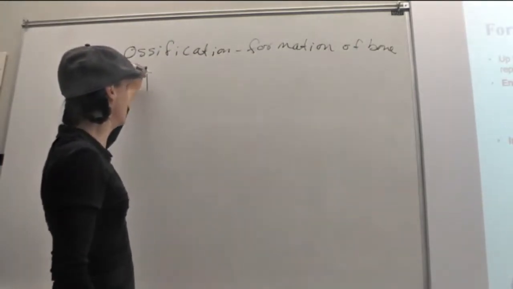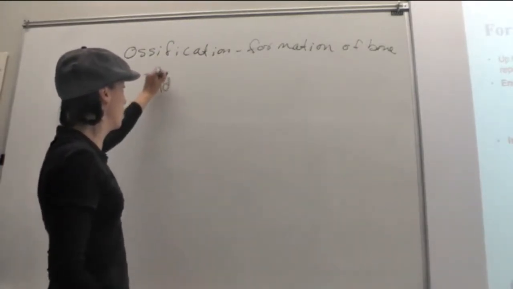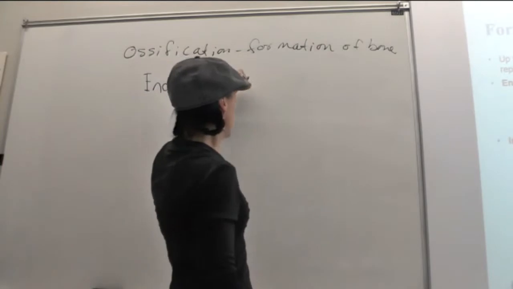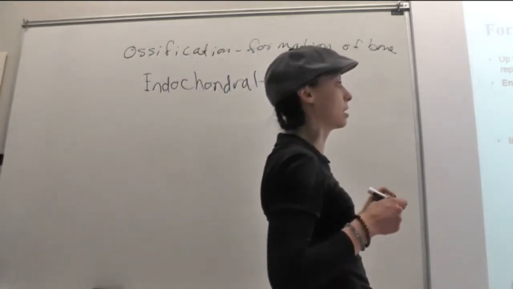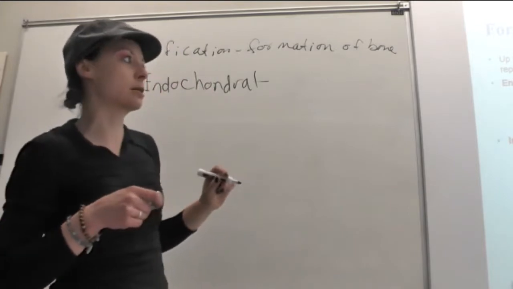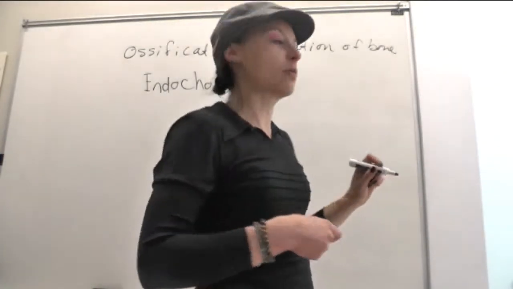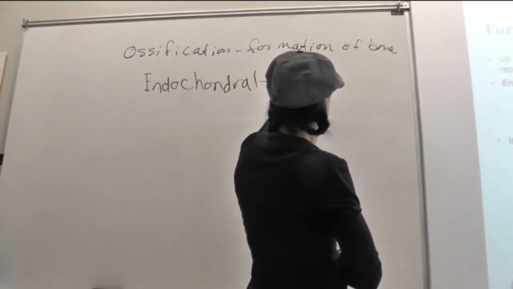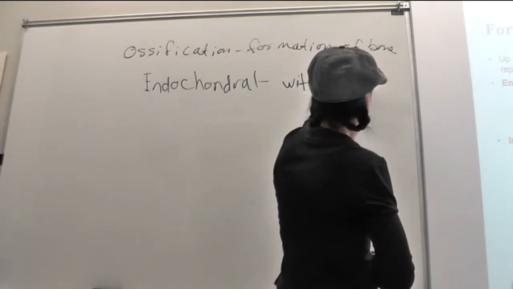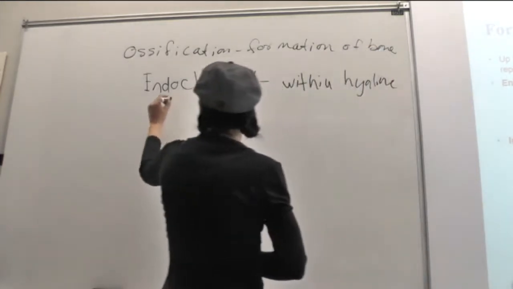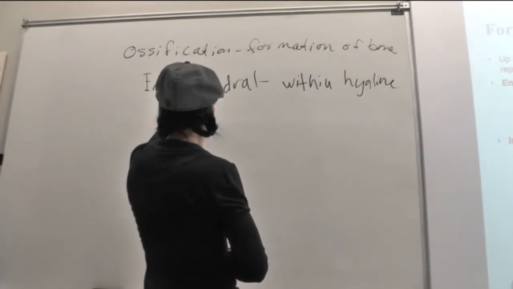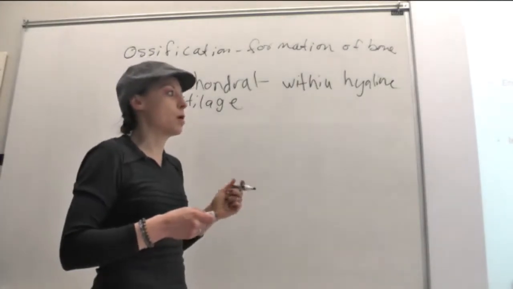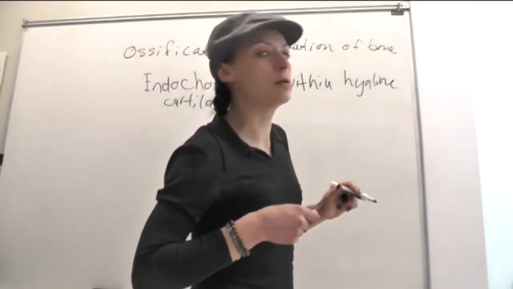The first way is called endochondral ossification. Endo means within, chondral is always referring to cartilage. So endochondral ossification begins with a hyaline cartilage mold. We'll make a hyaline cartilage model of the bone, and then we'll overtake it and replace it with osseous tissue. So endochondral is within hyaline cartilage. This is the one you're going to need to know a lot of details about. This is how most bones of your skeleton form. These would be our endochondral bones or cartilage bones, and this forms most of your skeleton.